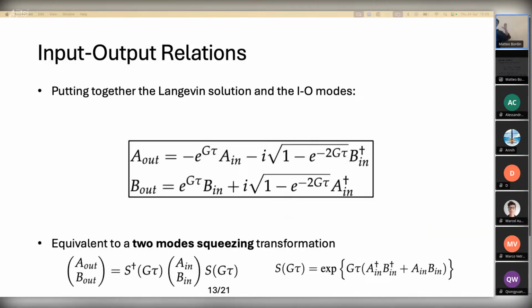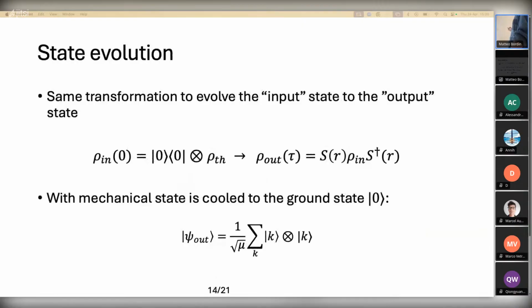So we shine our laser for a time tau. When the laser has come out of the cavity, in the Heisenberg picture, this is how the system has evolved. We can do the same trick for the state, in the Schrodinger picture instead of the Heisenberg picture. So now we can start from an initial state where the cavity is in vacuum.